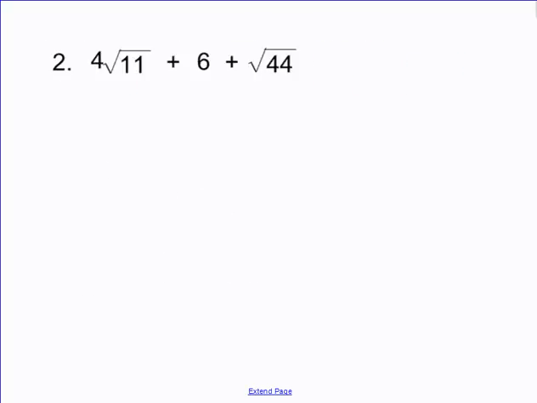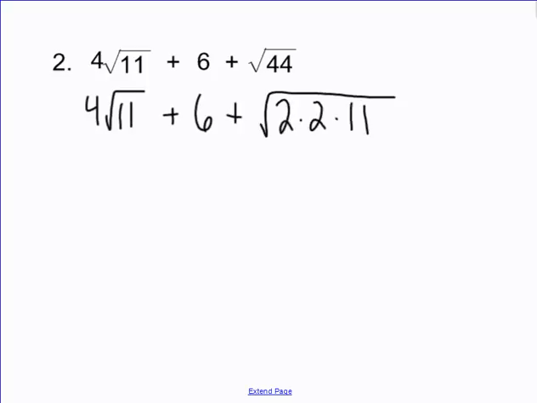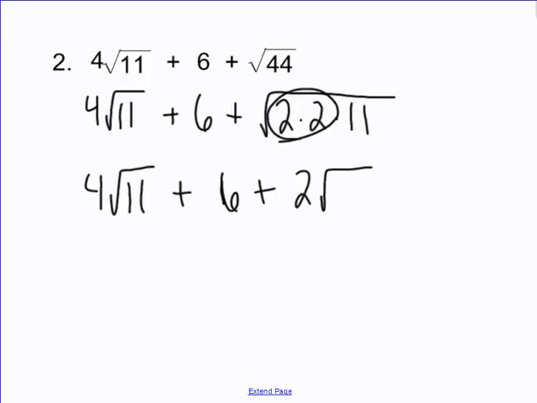For these, I have to do the first step. I have to simplify radicals. Radical 11, I can't do anything. 6 doesn't have any radicals. I can't do anything there. 44, I can break up. 44 is 2 times 2 times 11. Here I have a pair of 2's. Plus 6. I can take out. So I'm left with 2 radical 11.